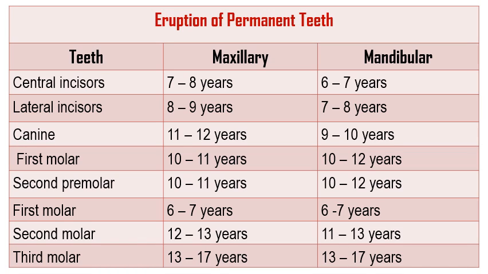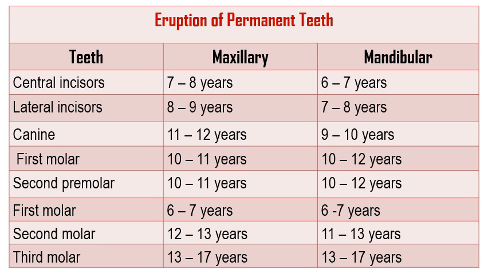And if you see the exact time period of the eruption of these permanent teeth, both in maxillary and mandibular region, that is upper and lower part. Central incisors erupt around 7 to 8 years in the maxillary, and in mandibular around 6 to 7 years of age. Lateral incisors 8 to 9 years, and in mandibular it is 7 to 8 years. Canine teeth erupt in the maxillary region when the child is 11 to 12 years old, and in the mandibular region when the child is 9 to 10 years. So it starts to erupt first.